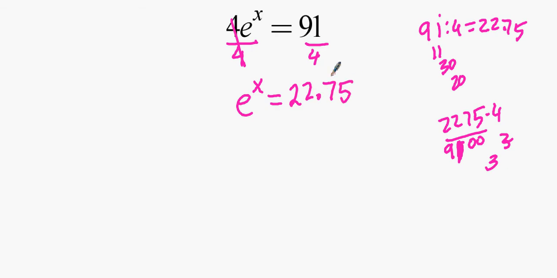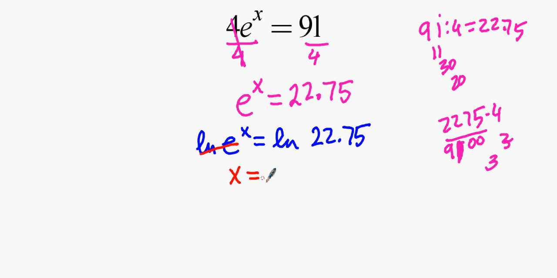So this is 22.75. And now take a log of both sides, or ln. So ln of e to the x equals ln 22.75. ln will cancel e, so x equals natural log of 22.75.